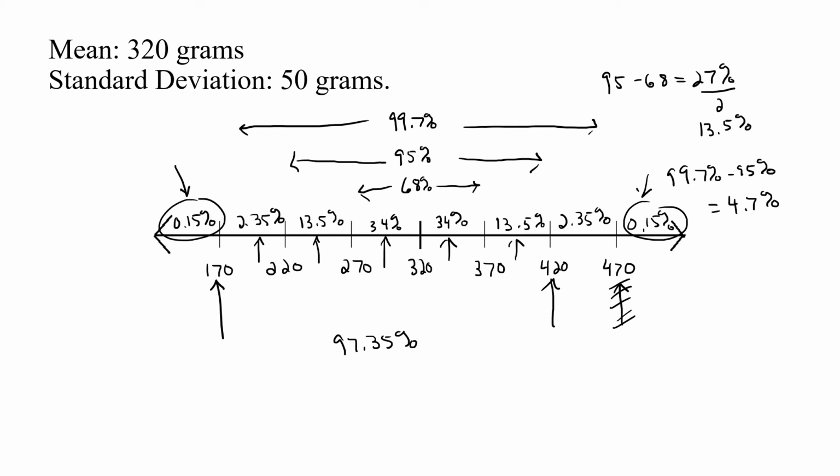97.35%. Now your problems will be slightly different because the boundaries will be different, but if you set up this number line with the same percentages listed every time, you'll find the empirical rule a little easier to deal with.